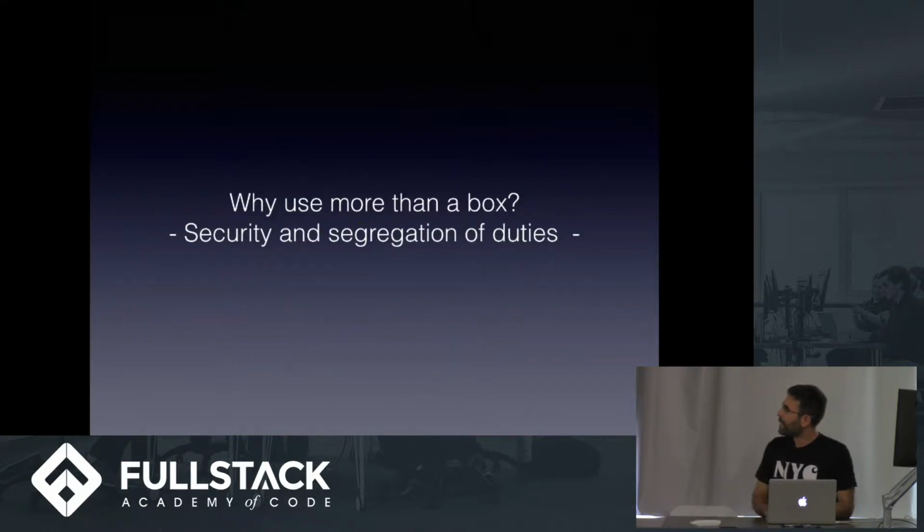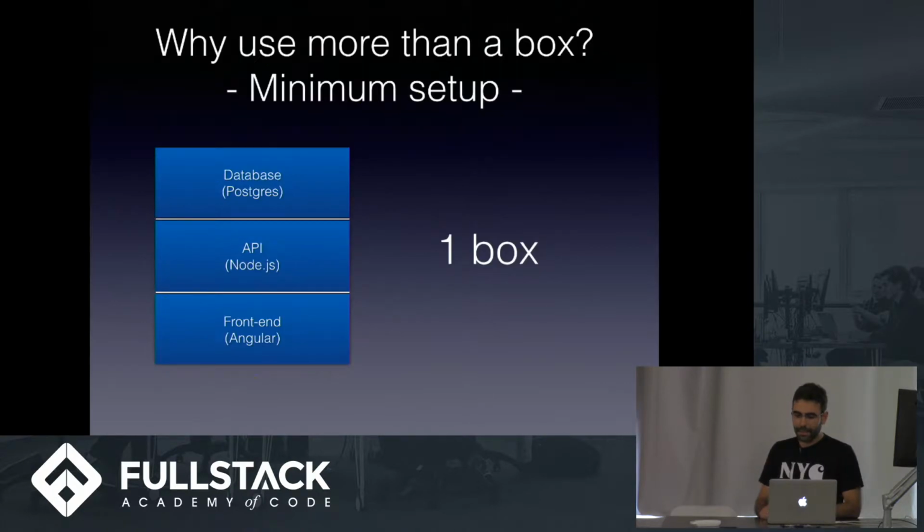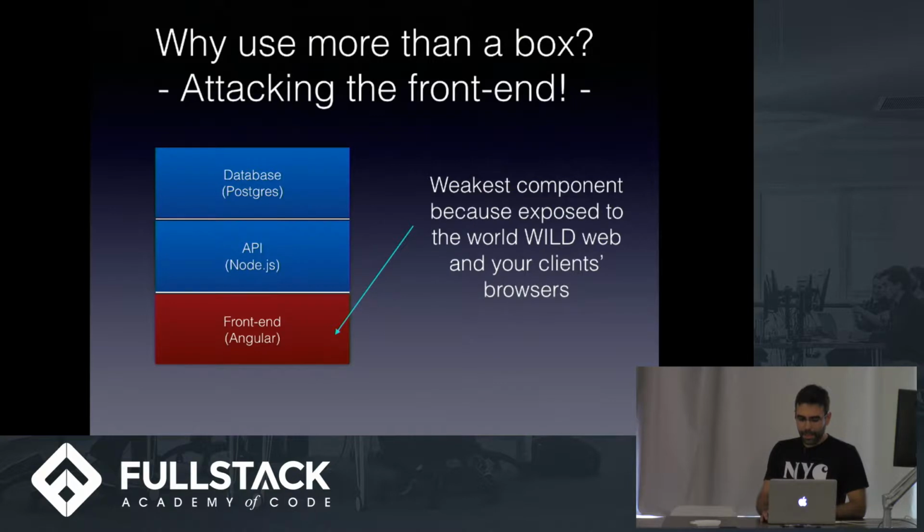So these are some use cases, and this is our minimum setup. We have a database component, an API component, and a front-end component. And usually we run everything in a single box. But we know that the front-end component is probably the weakest one, not because Angular is a less secure technology compared to Node.js, but just because it's exposed to the browsers, and once the code is out there, you lose complete control over your code.